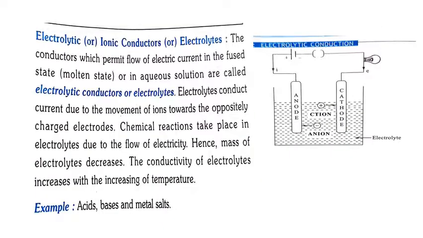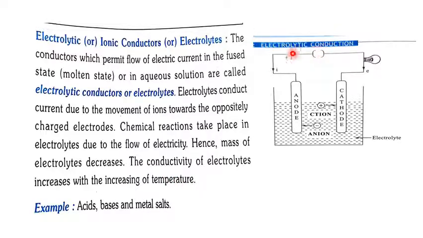Next, we discuss the second one: electrolytic or ionic conductors, or electrolytes. The conductors which permit flow of electric current in the fused state or molten state or liquid state or in aqueous solution are called electrolytic conductors or electrolytes. Electrolytes conduct current due to the movement of ions towards the oppositely charged electrodes. Chemical reactions take place in the electrolyte due to the flow of electricity. Hence the mass of the electrolyte decreases, and the conductivity of electrolytes increases with increasing temperature.